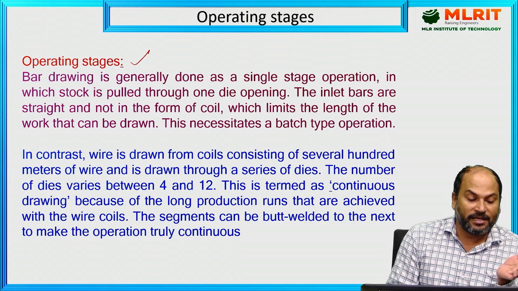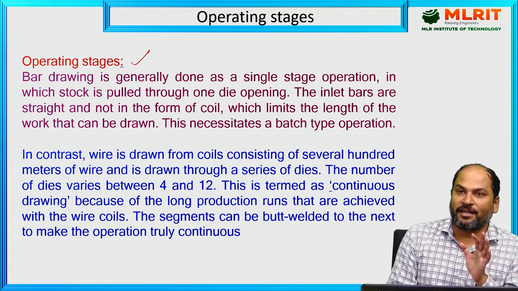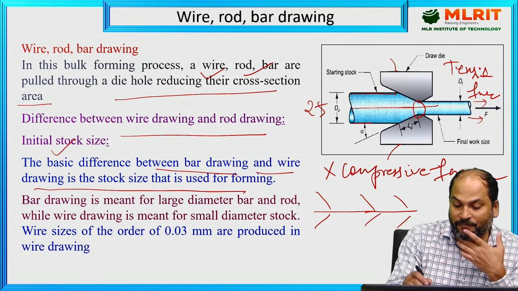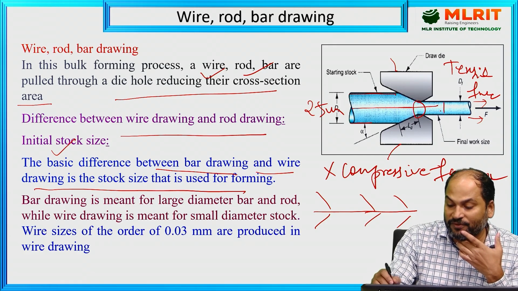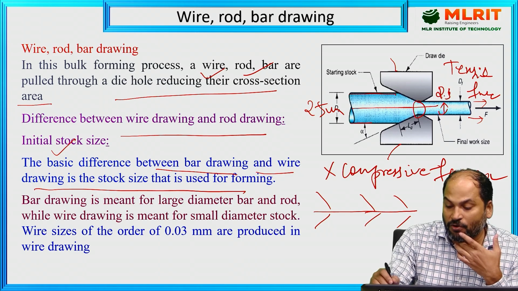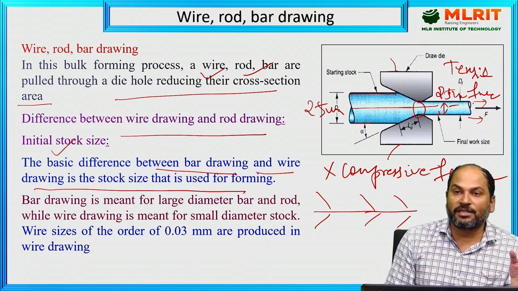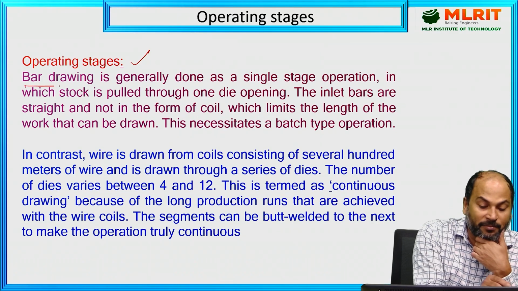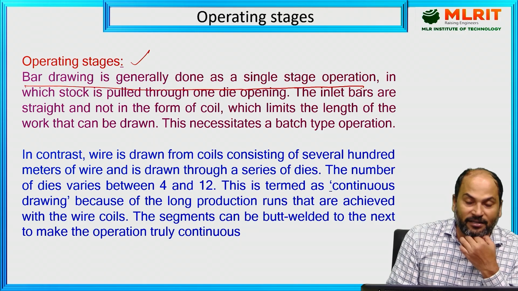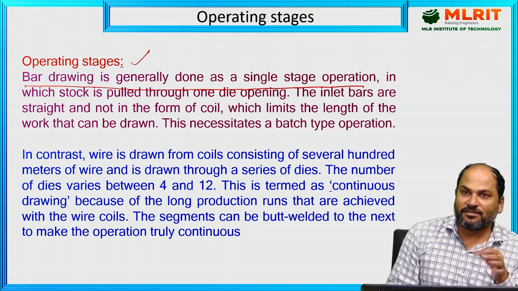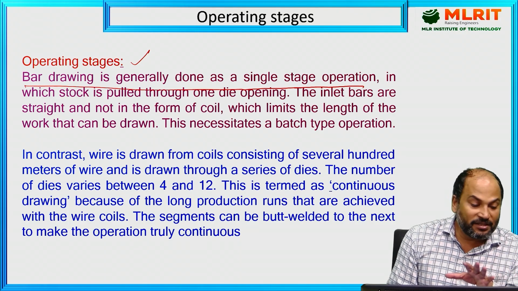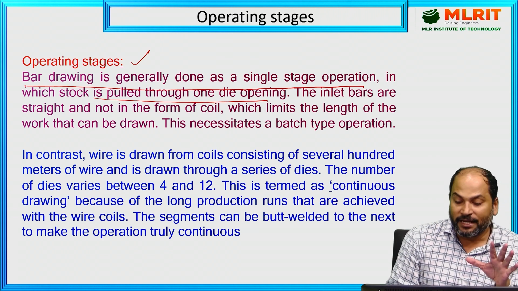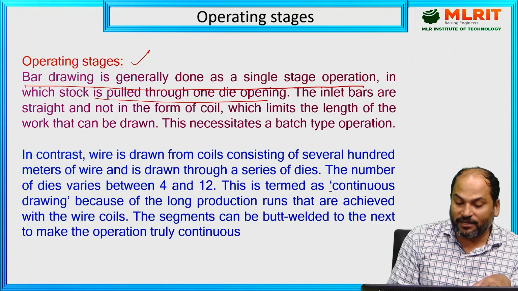Operating stages means bar drawing is generally done as a single stage. Just see this: suppose this diameter is 25 and we have to bring it to 15 diameter. If this is a rod, it is possible that we can reduce it in a single pass, but this is not the case with wire drawing. That's what has been written here: bar drawing is generally done in a single pass, and a single pass is sufficient to reduce it completely. The stock is pulled through a die opening, and the inlet bars are straight and not in the form of a coil, which is obvious.